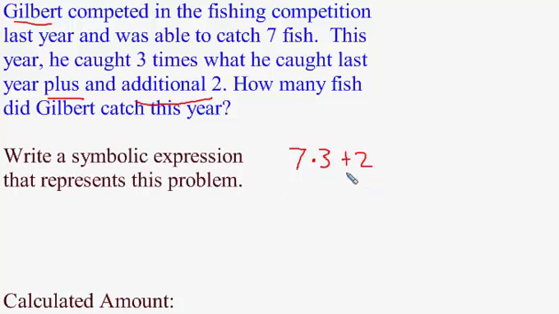So this would be the symbolic expression that represents this problem, and you would use an asterisk on your keyboard, which is Shift 8, to get a multiplication symbol. Now the calculated amount would be that multiplication comes before addition. 7 times 3 is 21, which makes sense because if he caught 7 fish last year and this year he caught 3 times that many, he would have caught 21, but then it said plus an additional 2, and 21 plus 2 is 23, so you'd be typing 23 in the answer box where it says calculated amount.